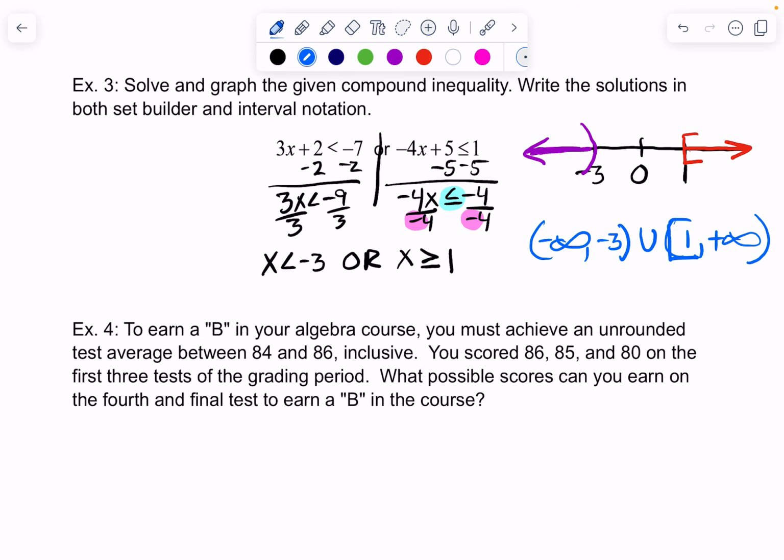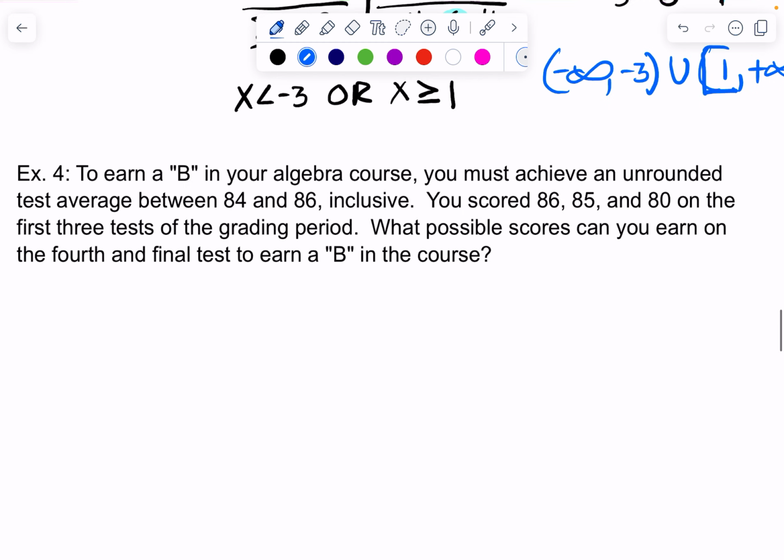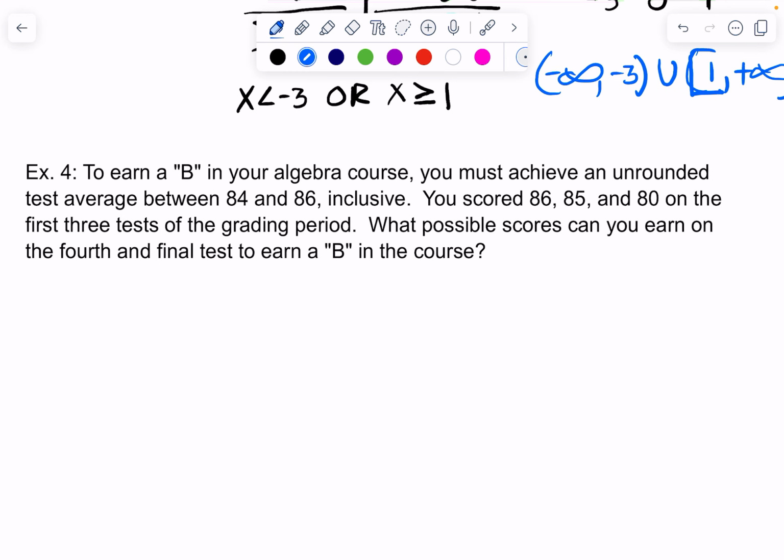Now let's take a look at a word problem, because word problems are part of life and part of a lot of the tests you're going to take. So let's not be afraid of them, and let's learn them. To earn a B in your algebra course, you must achieve an unrounded test average between 84 and 86 inclusive. Inclusive means that 84 works and 86 works as well. So everything in between 84 and 86 and including 84 and 86 percentage.